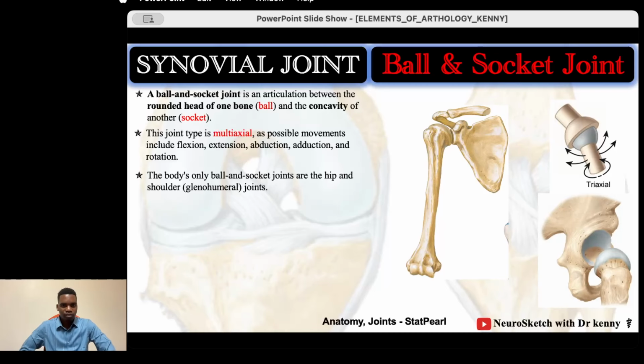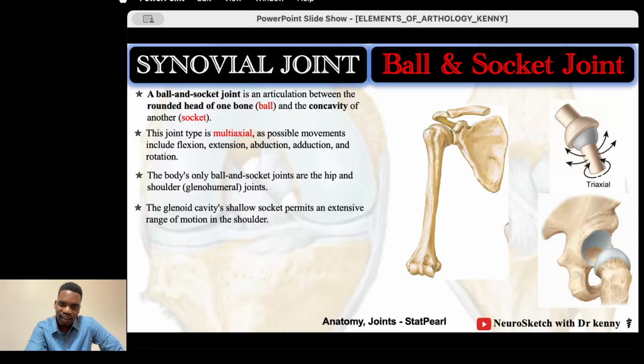So the important ones, or the only ball and socket joints in the human body, are the shoulder joint and the hip joint. Okay.